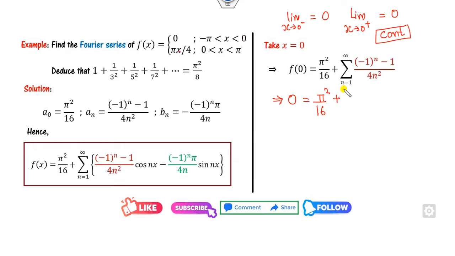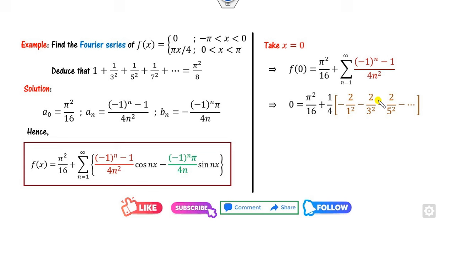I can open this bracket. You can substitute n is 1. When you substitute n is 1, it's minus 1 minus 2 divided by 4 into 1 square. Plus, when you substitute n equal to 2, this will be 0. Then when you substitute 3, it will be minus 2 over 4 into 3 square, and so on. So this is the expression.